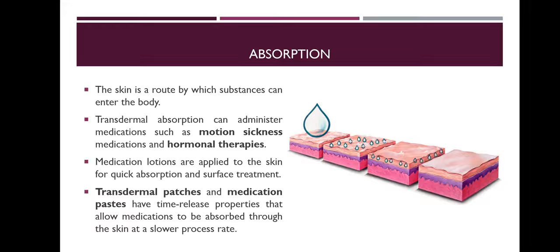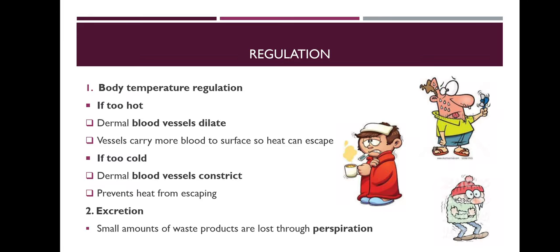These transdermal patches or medications applied on the skin have time release properties, meaning that over a specific time the medicine or treatment is slowly absorbed into our skin. Next, regulation, first the body temperature regulation. If our body is too hot, the dermal blood vessels dilate and carry more blood to the surface, so heat can escape from our body. If our body is too cold, the dermal blood vessels constrict and hence prevent heat from escaping.